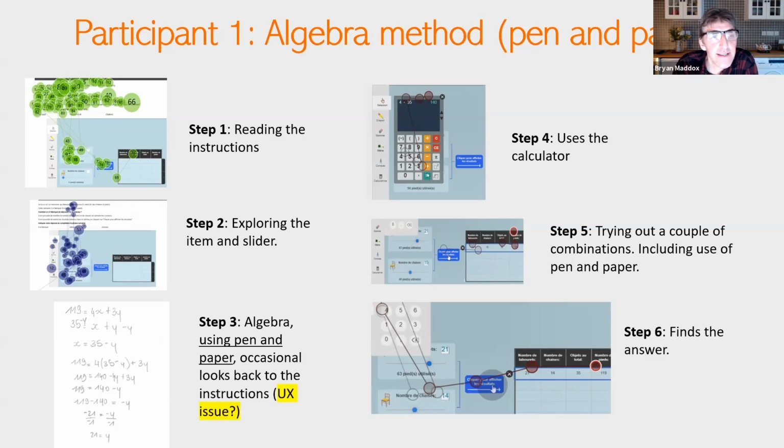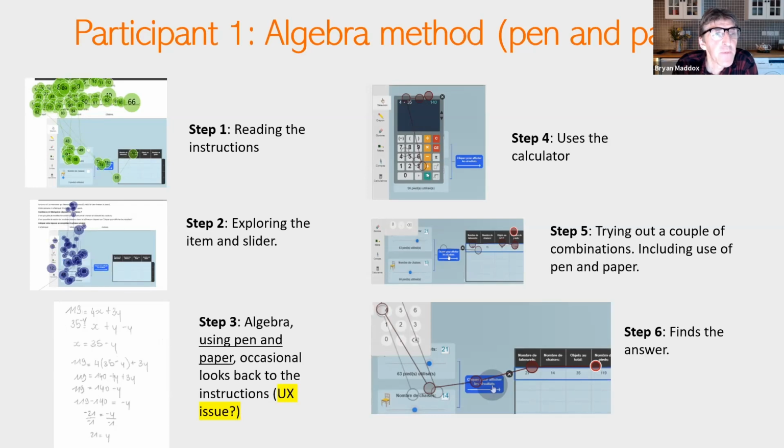So is this a UX issue? Well, it might be a UX issue because in fact there are digital tools on the item that somebody could in theory use to do an algebraic calculation. But this girl feels happier to use pen and paper. Now, there's a number of questions that raises about whether it's to do with the digital design, that she prefers to use pen and paper over the digital tools, or whether it's just a normal thing in classrooms that people tend to use pen and paper when they're doing algebra.